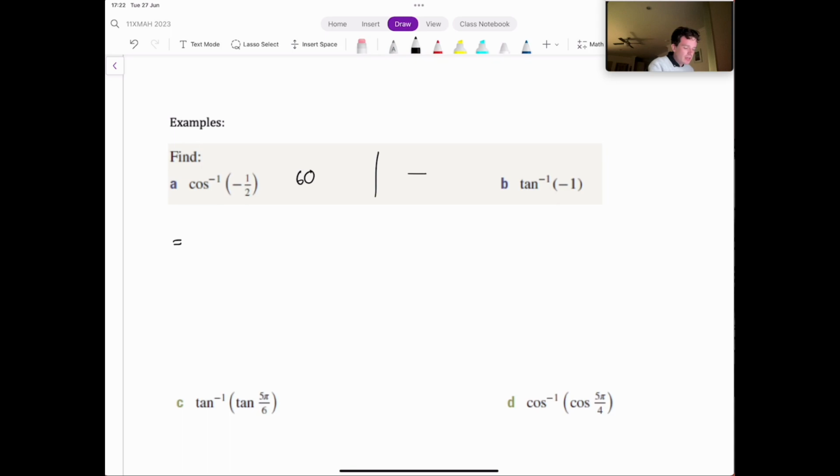But using all stations to central, cos is only negative here and here. So cos inverse of minus a half is going to be 180 minus 60, which is 120, and 180 plus 60, which is 240. Converting that to radians, we get 120 divided by 180 is 2 pi on 3, and 240 divided by 180 is 4 pi on 3.